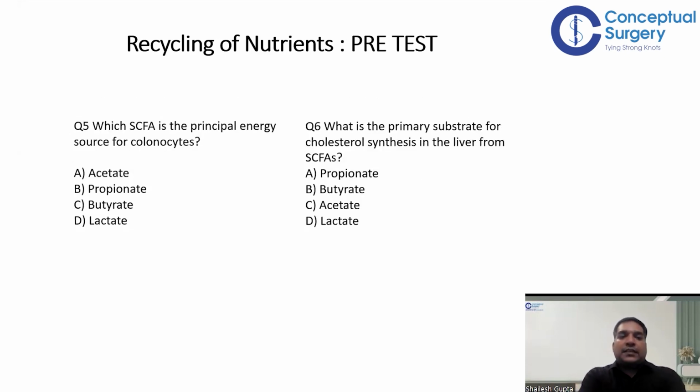Question 5, which SCFA, meaning short chain fatty acid, is the principal energy source of colonocytes? Acetate, propionate, butyrate, or lactate. Question number 6, what is the primary substrate of cholesterol synthesis in the liver from short chain fatty acids? Which type of short chain fatty acid helps in our cholesterol synthesis? Propionate, butyrate, acetate, or lactate, right?